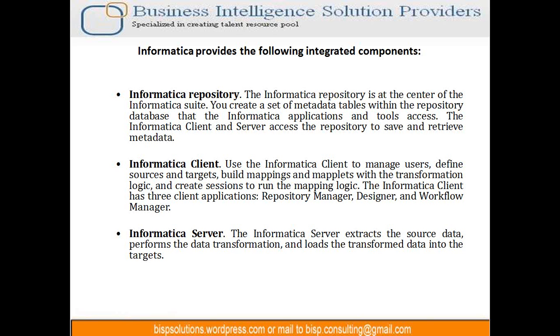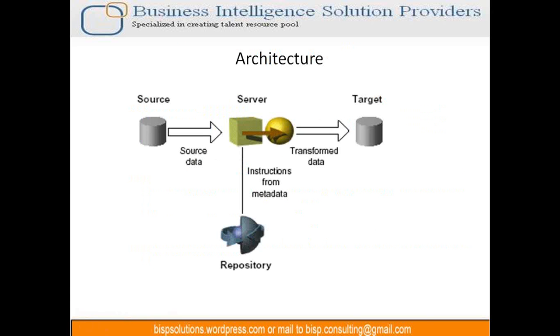Besides that there is an Informatica server. The Informatica server accepts the source data, performs the data transformation, and loads the transformed data into the target. Everything we are doing at the client machine, the actual processing is done at the corresponding Informatica server, where we have kept the server. So every processing is at the server level. That's why the servers are kept so powerful. So that's how the Informatica architecture is.